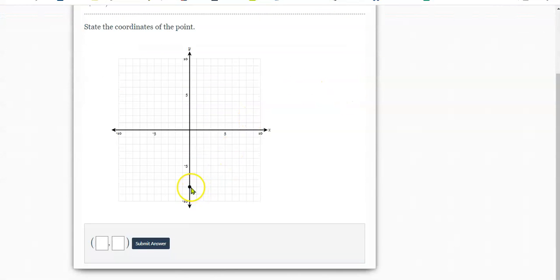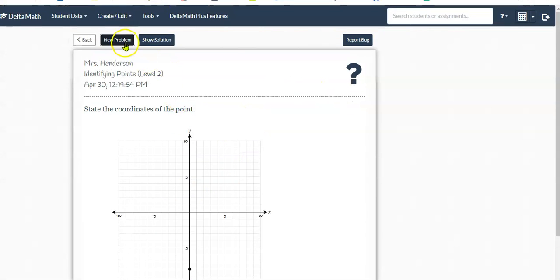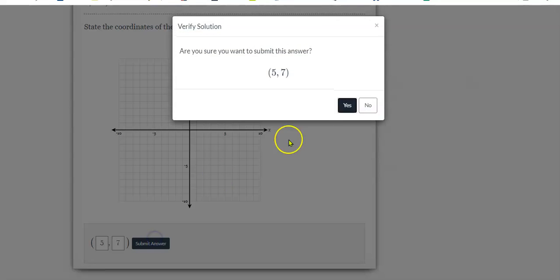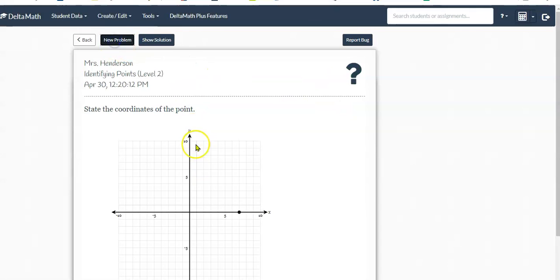Let's take a look at this one. Oh, this looks like the same one. All right, here we go. Here's the point. So it looks on my x-axis that I line up with 5, and on my y-axis, I line up with 7. So I write a 5 and a 7. Now for my next question.